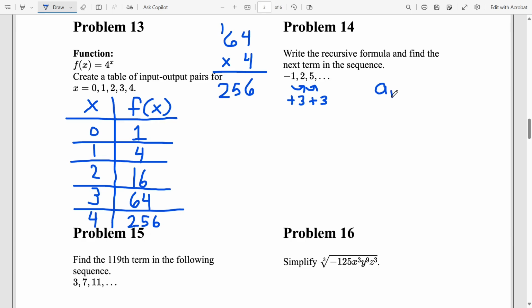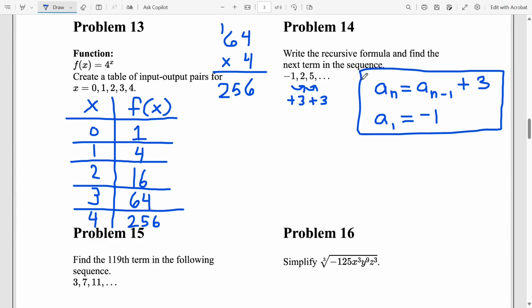So our recursive formula is going to be a sub n equals a sub n minus 1. So the nth term equals the term before it plus the common difference, 3. And for our recursive definition, we also want to indicate the first term, which is negative 1. So that way you know where the sequence starts, and basically all this says is to get the next term, take the previous term and add 3.